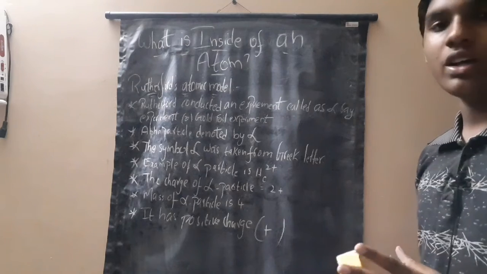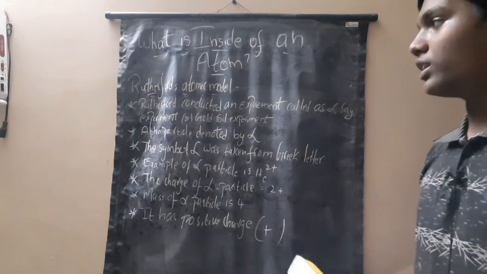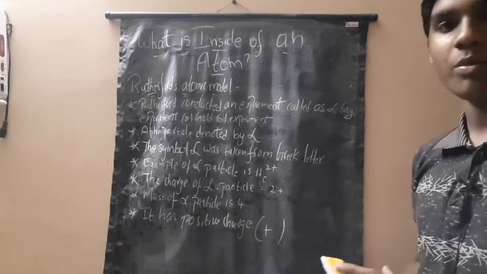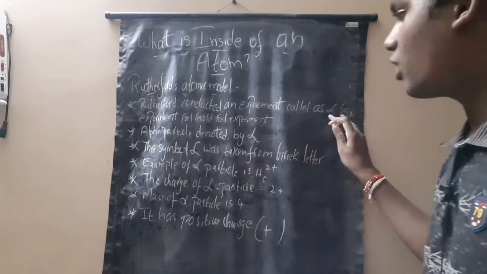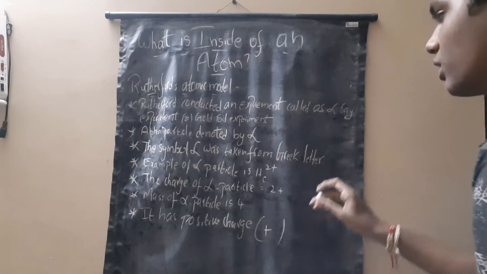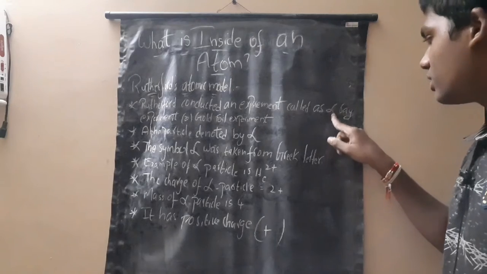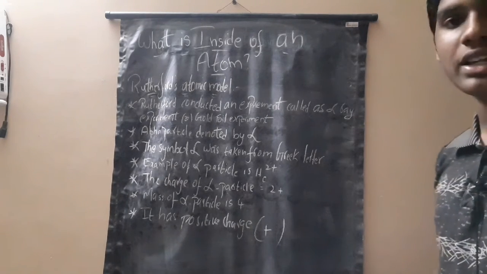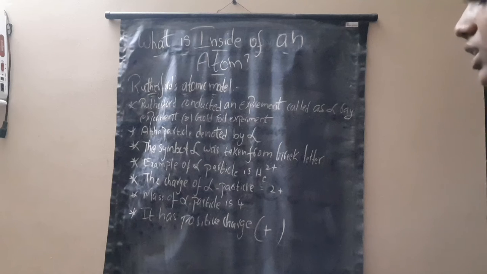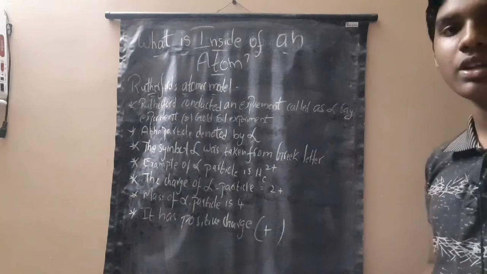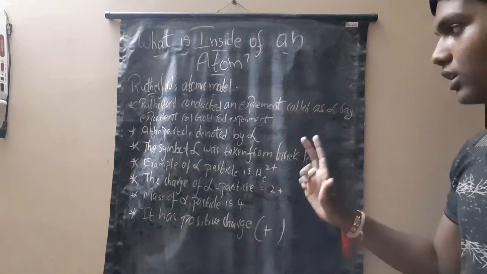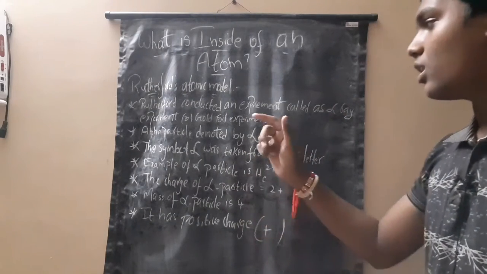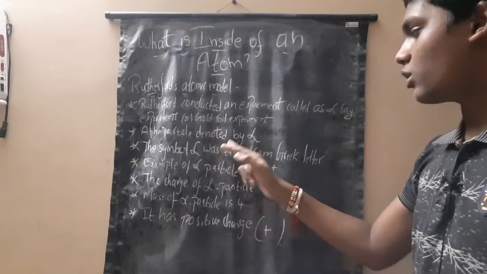Rutherford also created an atomic model. So what is that atomic model? Rutherford conducted an experiment called the alpha ray experiment or gold foil experiment. This symbol is called the alpha particle symbol. With the help of these alpha particles, he conducted the experiment, which is also called the gold foil experiment.